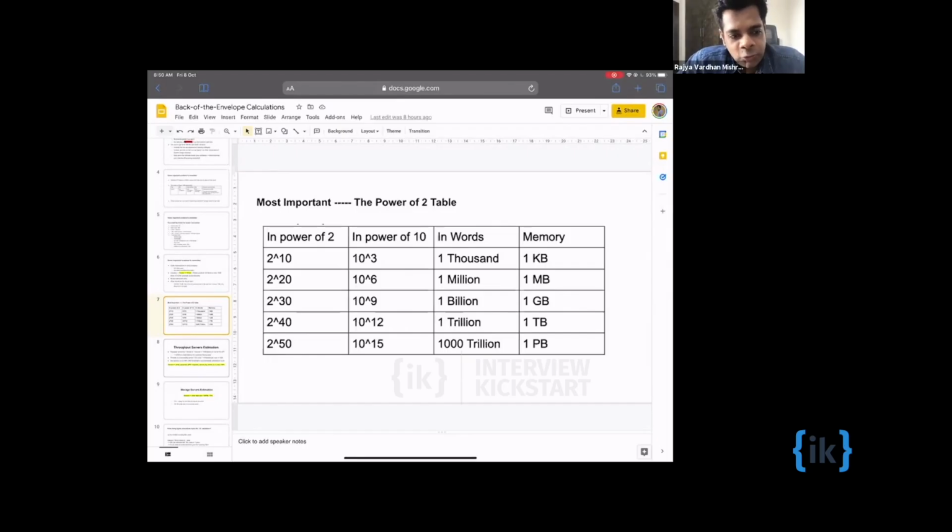We all know that 2 to the power 10 is 1024, so that's lump sum 1000. That's 10 to the power 3, 1000, 1 kilobyte. So 2 to the power 20 is 1 million, it's 1 MB. 2 to the power 30 is 1 billion, it's 1 GB. We know this stuff, but please take a printout of this table and paste it on your wall and keep revising it.